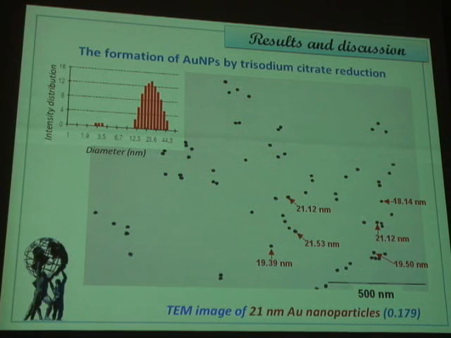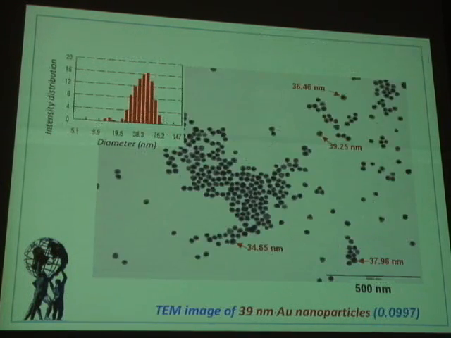0.17879. We use this solution to prepare the 40 nanometer gold nanoparticles, and these are the results. We got a particle size of 39 nanometers and very low polydispersity, 0.0997. It is the DLS analysis for the gold nanoparticles.